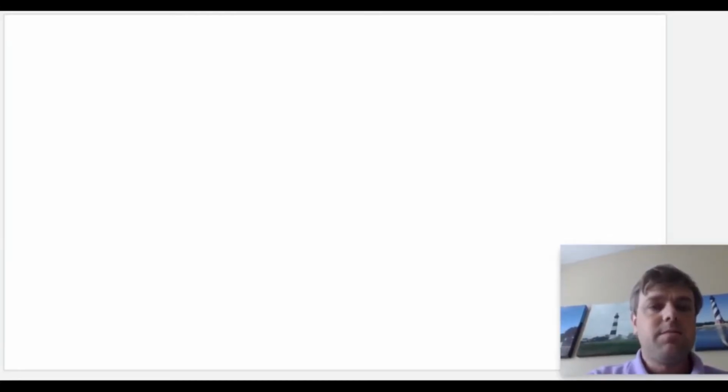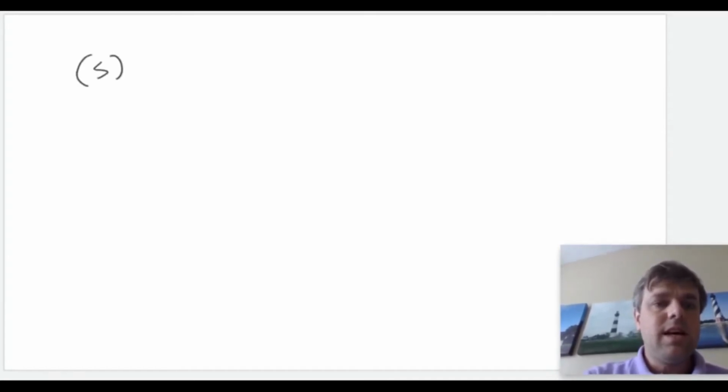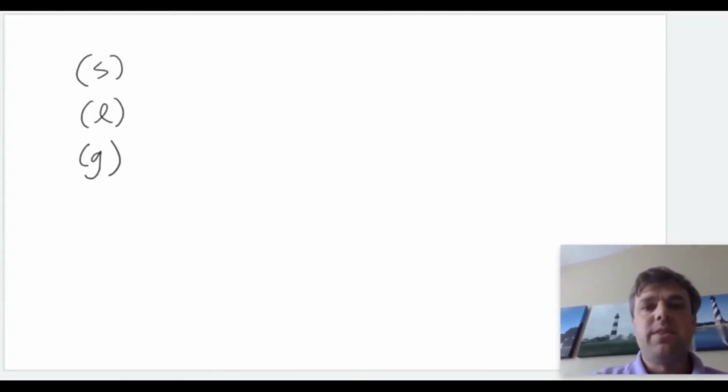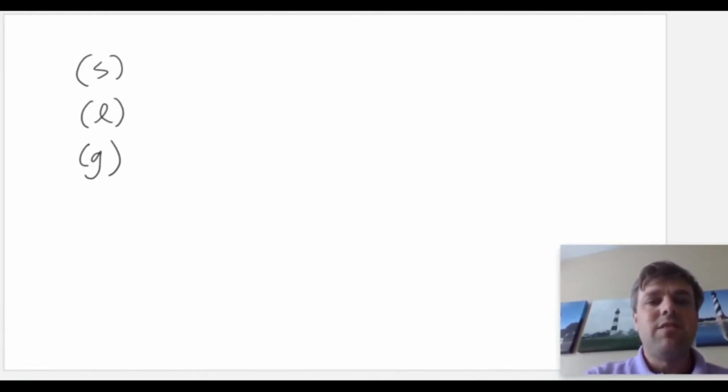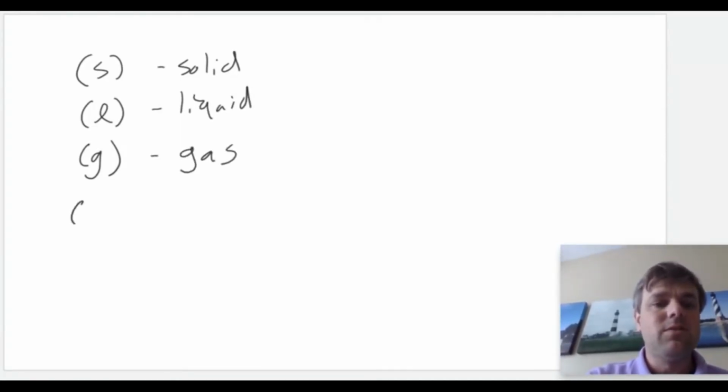Okay, during a chemical reaction, you may see the letter S or L or G written in parentheses beside a species in a chemical reaction. And all that's telling you is what state of matter they are. So S would be solid, L is liquid, G is gas, and then there's another one which is AQ, which means dissolved in water.